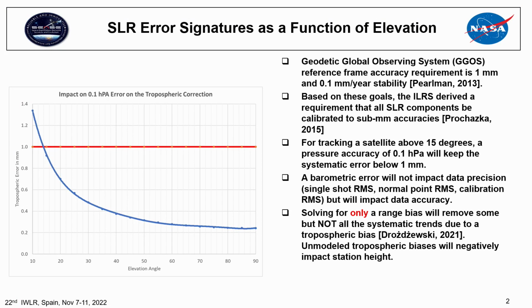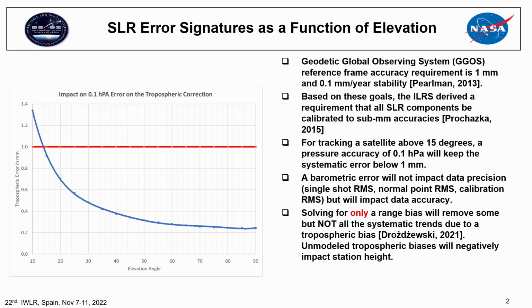Yvonne in 2015 derived a requirement for the ILRS based on the GGOS requirement of the reference frame accuracy. He derived a requirement saying every SLR component should be calibrated to sub-millimeter accuracies. So to reduce the barometric error to the sub-millimeter accuracy requires that we have pressures accurate to 0.1 hectopascals or 0.1 millibars.